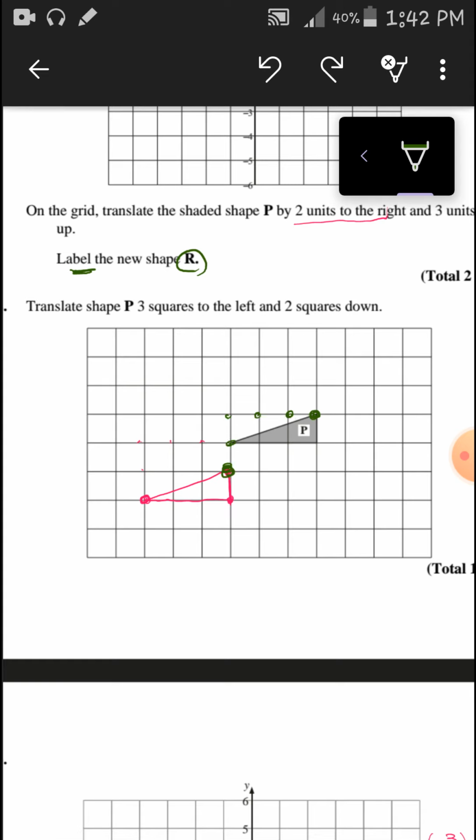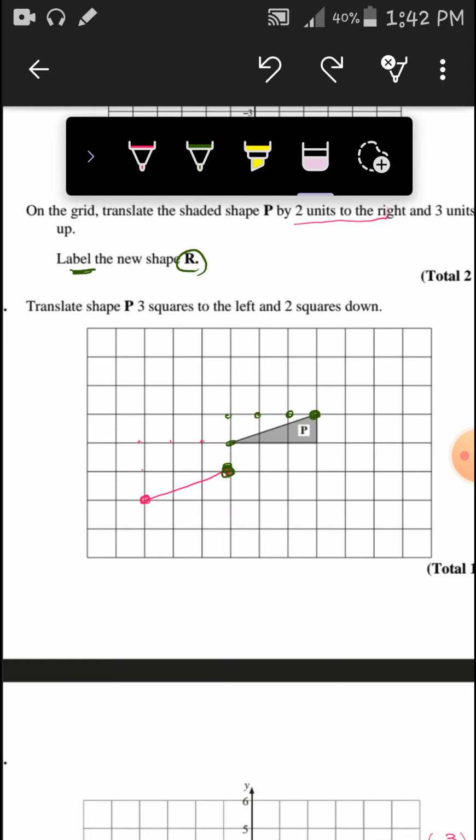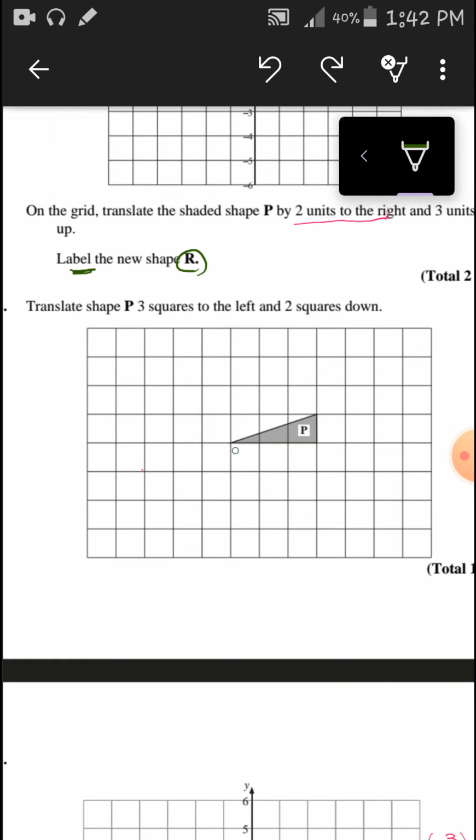To make it clear or better, move each vertex, for example this vertex, 3 squares to the left, 1, 2, 3, then 2 squares down. The new vertex will be here. Same with this, 1, 2, 3, 1, 2 down. This vertex, 1, 2, 3, 1, 2 here. Now join the vertices to label the new shape.